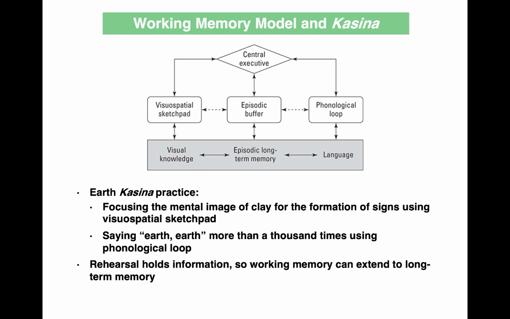In the case of earth kasina practice, focusing on the mental image of a clay disk for the formation of signs uses the visual spatial sketchpad. By looking at the physical disk of clay, it participates in working memory by way of the visual spatial sketchpad. Also, once you look at the physical disk of clay, you also engage in saying earth, earth, earth more than 8,000 times using the phonological loop.